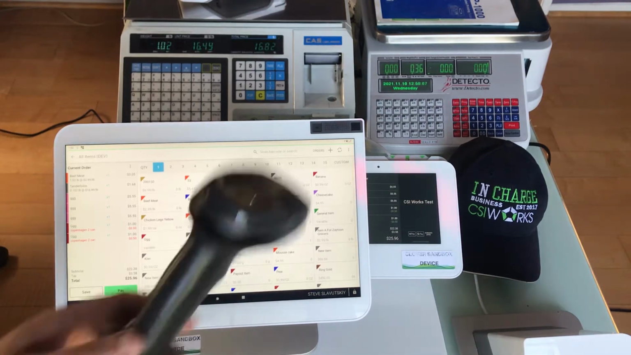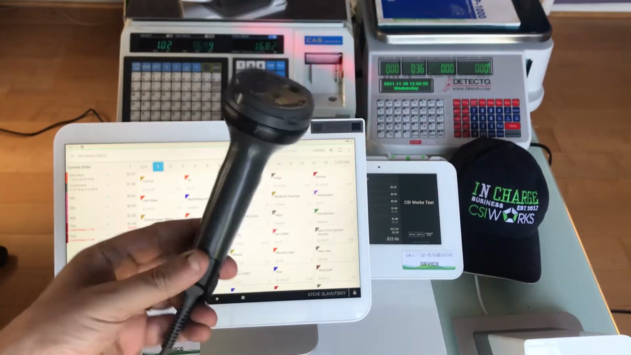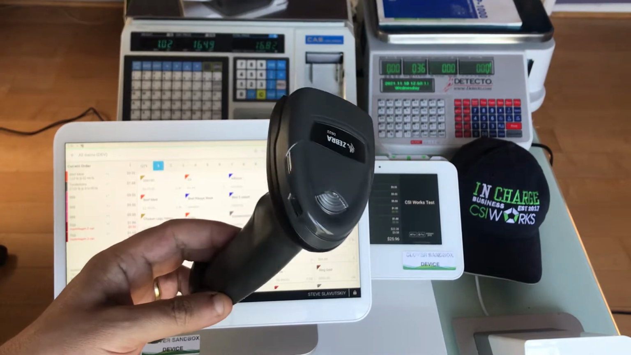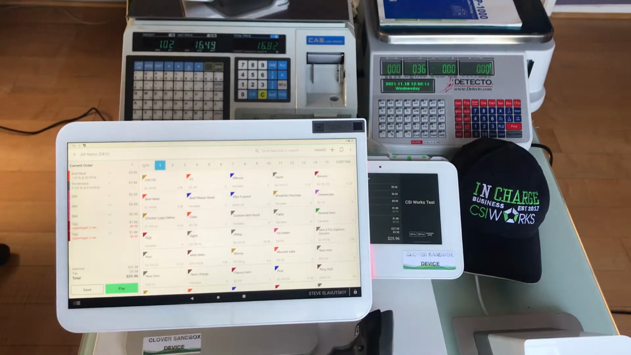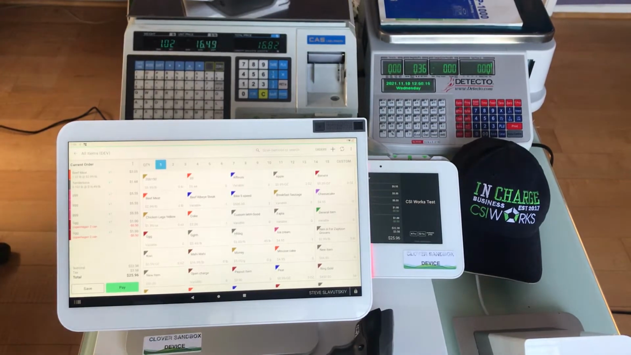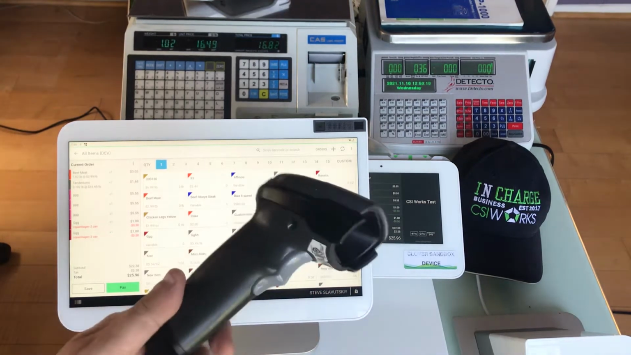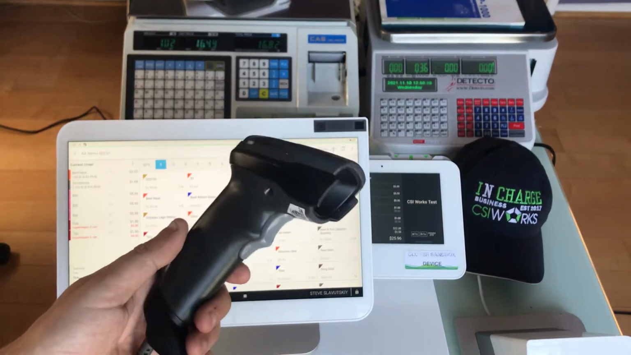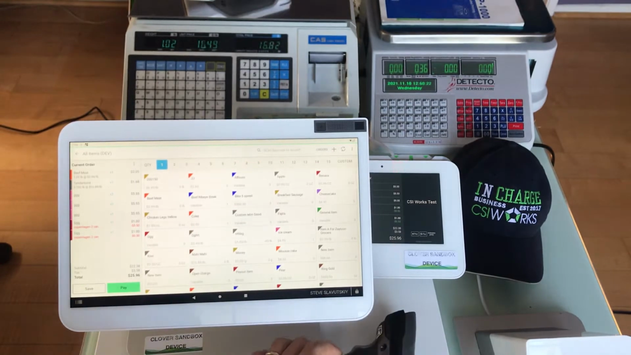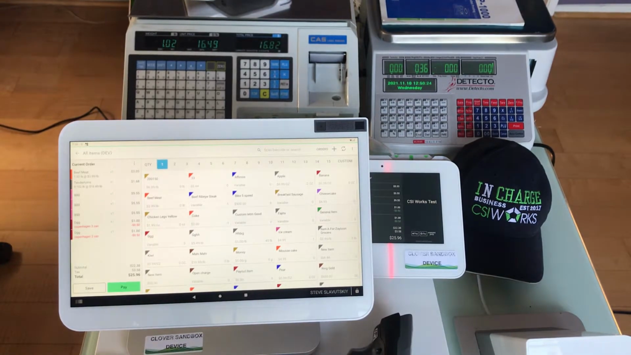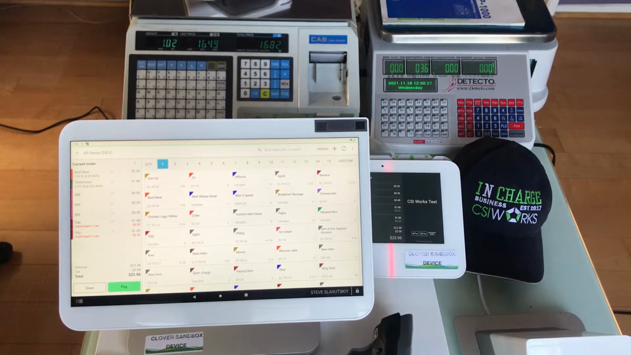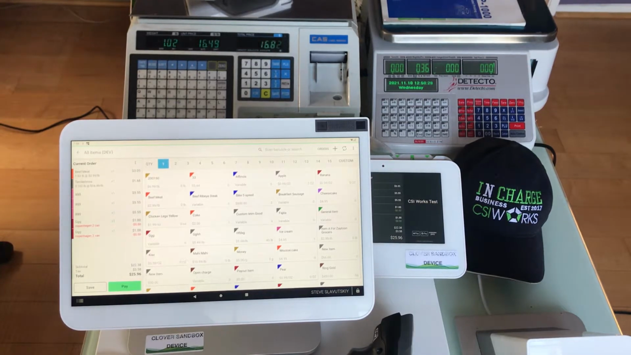So in this video, I'm discussing the barcode scanner that's available on Clover. And the situation with the barcode scanners is the following. Let's start off with this. Clover offers two models, right? There are two models of barcode scanners that work with Clover.